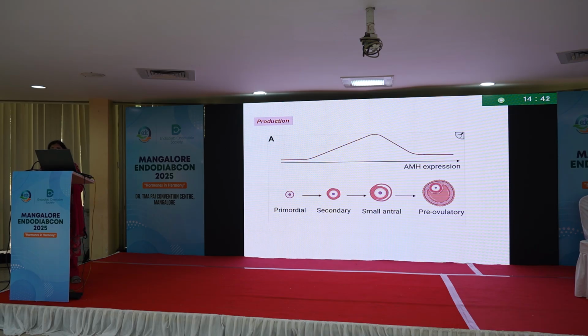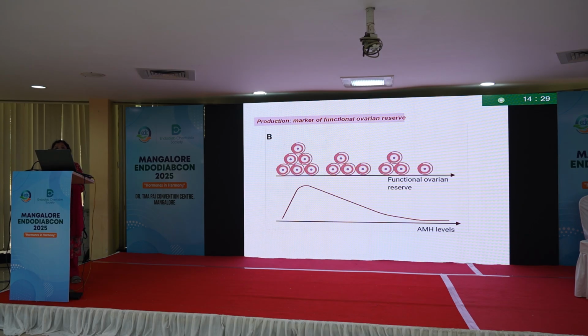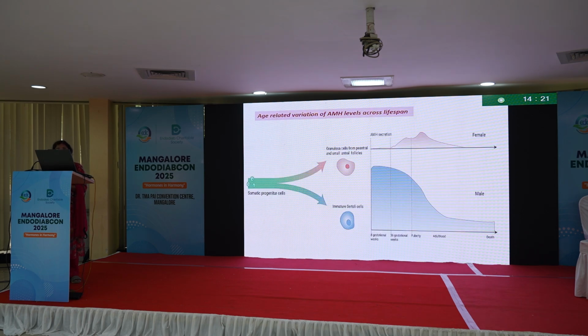Primordial follicles don't produce AMH, and once the follicles get selected for ovulation and the size increases, the pre-ovulatory follicles don't secrete AMH. So it is the pre-antral and small antral follicles which decrease. So in the lifespan of a woman, as the number of these small antral and pre-antral follicles goes down, the AMH also proportionately goes down.